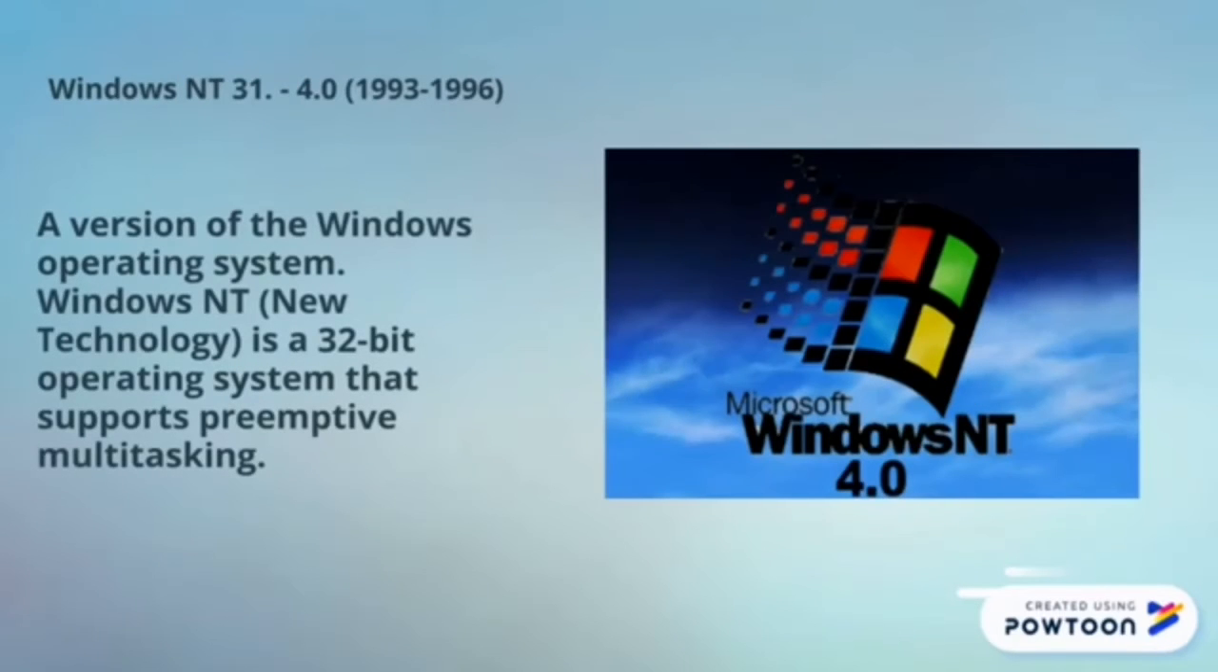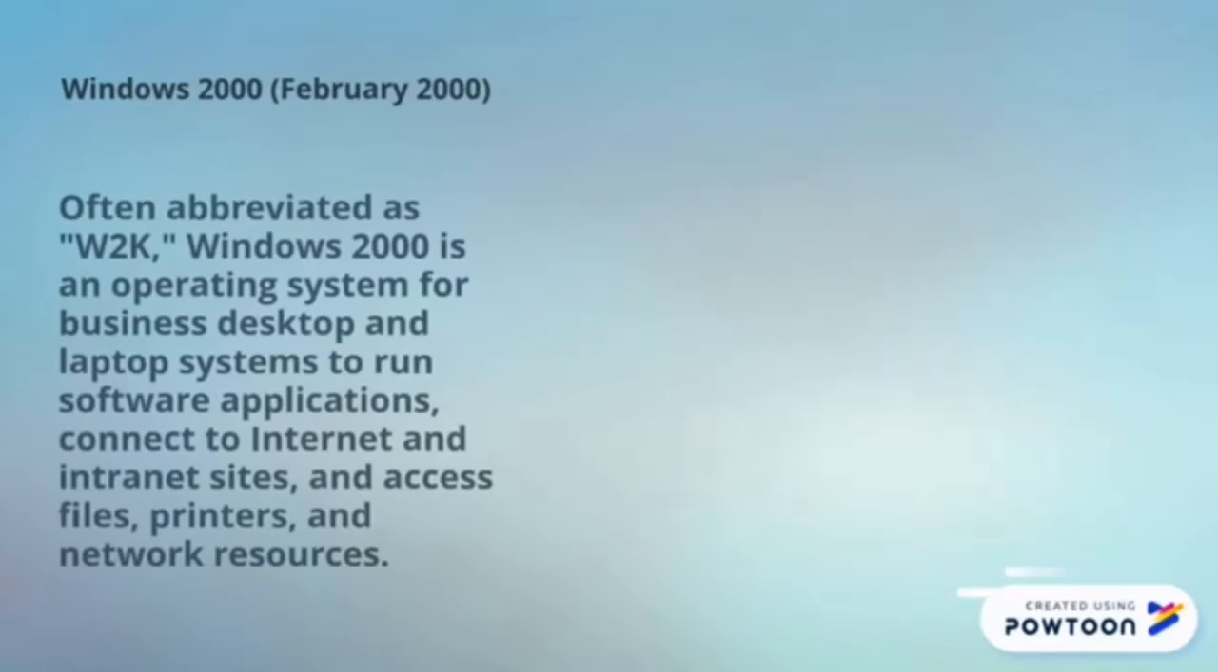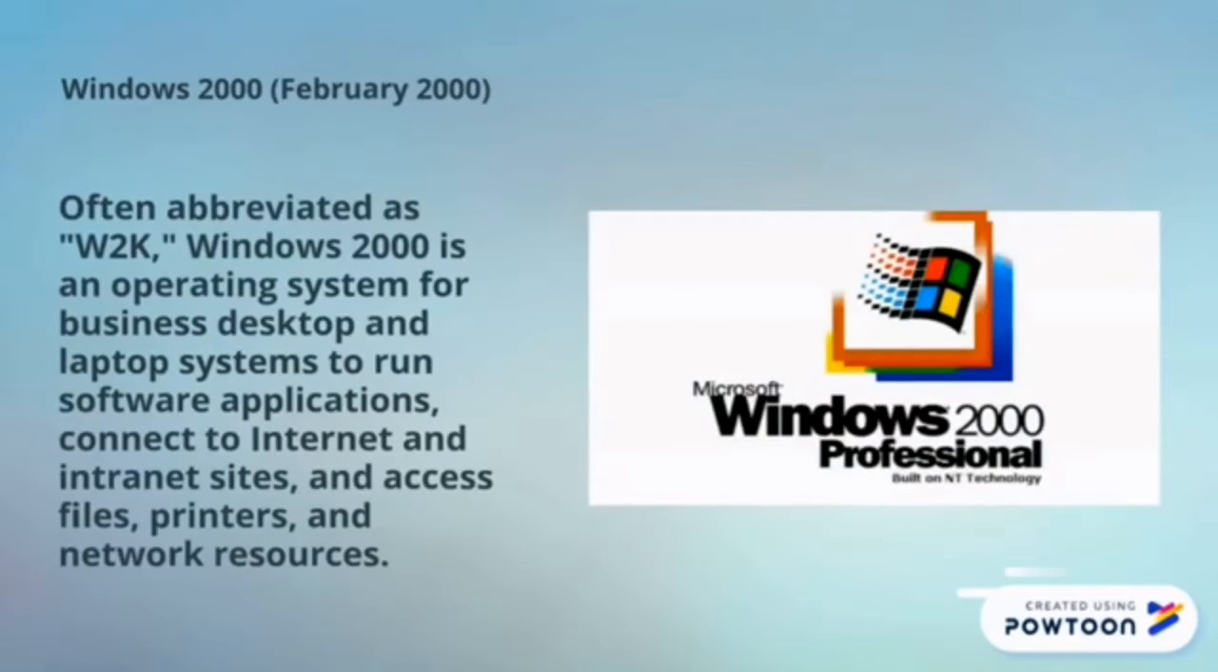This version of Windows operating system, Windows NT, New Technology, is a 32-bit operating system that supports preemptive multitasking. Windows 2000 is an operating system for business desktop and laptop systems to run software applications, connect to internet and intranet sites, and access files, printers, and network resources.